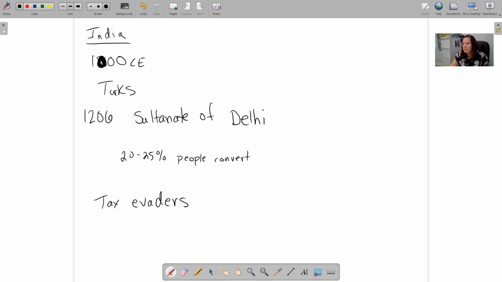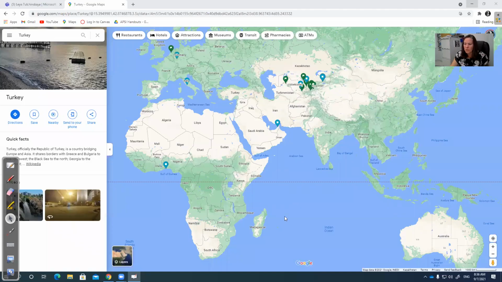Let's go back to the map. Two major empires were formed. Once again, remember, Pakistan did not exist at this time. All of this was India. Where you see Pakistan, it was India, but it was the Delhi Sultanate.